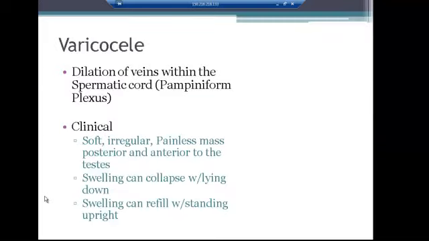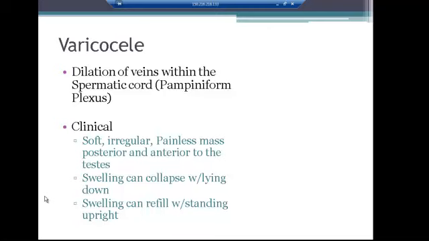Varicoceles. This is another problem of the testicle. A varicocele is dilation of the veins within the spermatic cord, or the pampiniform plexus. Clinically, you'll find a soft, irregular, painless mass posterior and anterior to the testes. The swelling can collapse with the patient lying down, and it can refill with the patient standing upright.